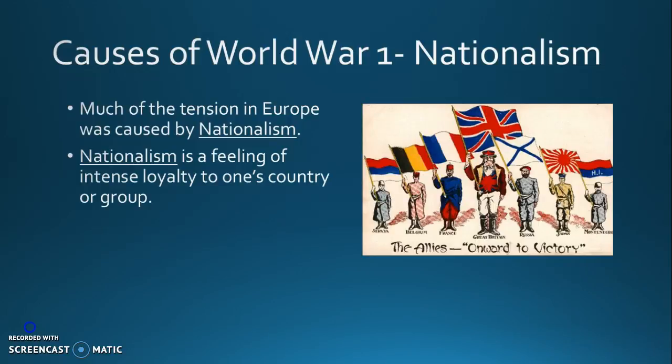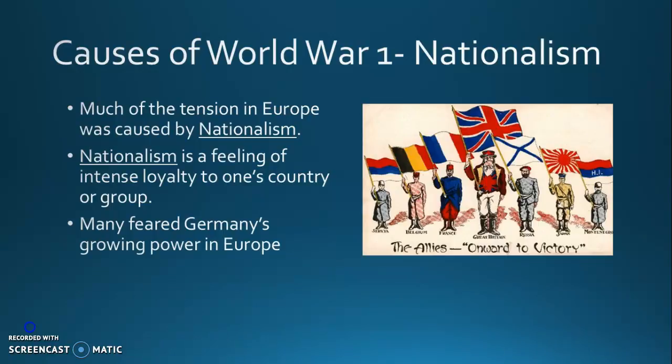You could tie this in with sports, where many people are very loyal to their team, and will argue or even fight to defend it. What was happening was Germany was growing in power in Europe, and some of the other countries were getting scared of their growth. Their actions were challenging the powers of France and Great Britain, who were always a big force in Europe.